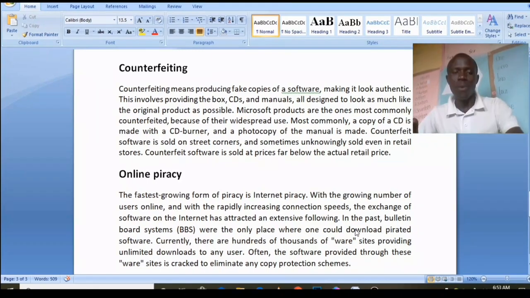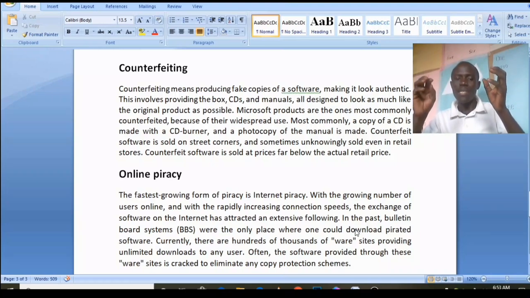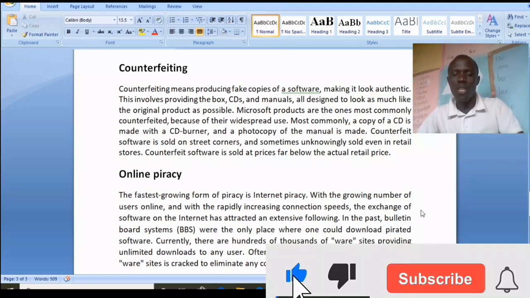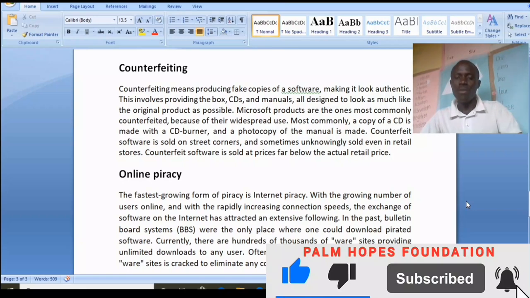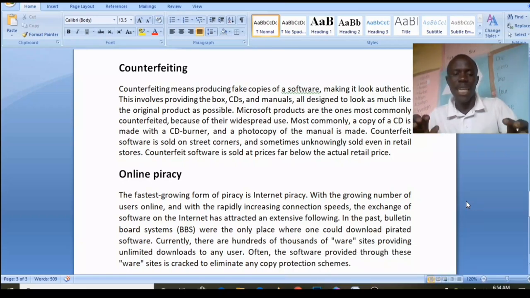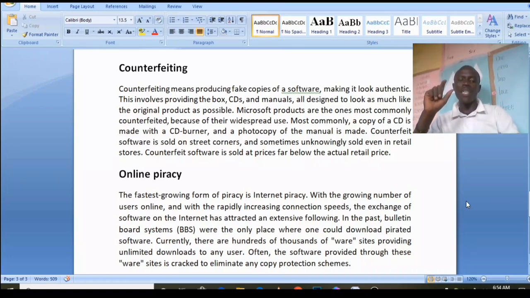Then we are having another one called online piracy. The fastest growing form of piracy is internet piracy. With the growing number of users online and with the rapidly increasing connection speeds, the exchange of software on the internet has attracted an extensive following. In the past, bulletin board systems were the only place where one could download pirated software. Currently, there are hundreds of thousands of sites providing unlimited downloads to any user. Often, the software provided through these sites is cracked to eliminate any copy protection schemes.